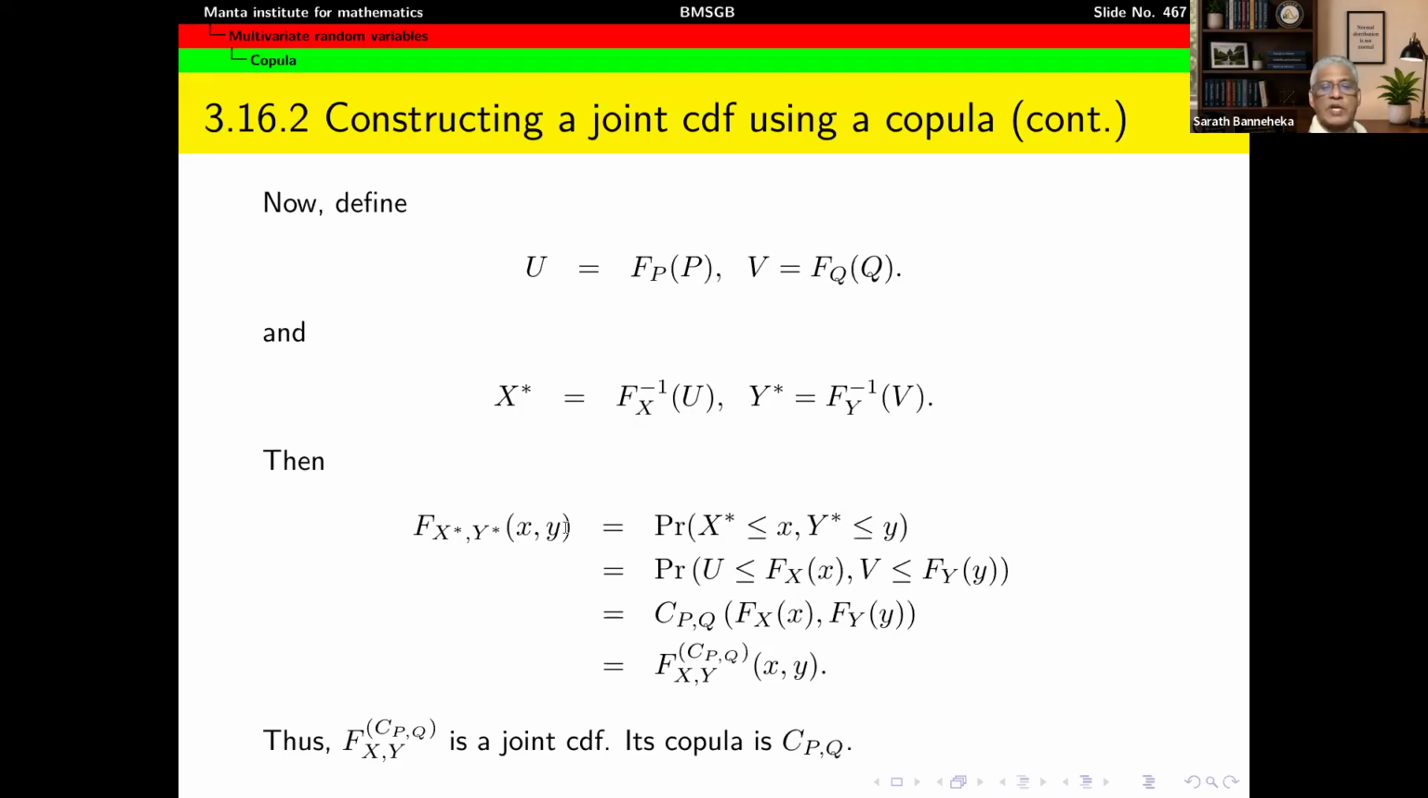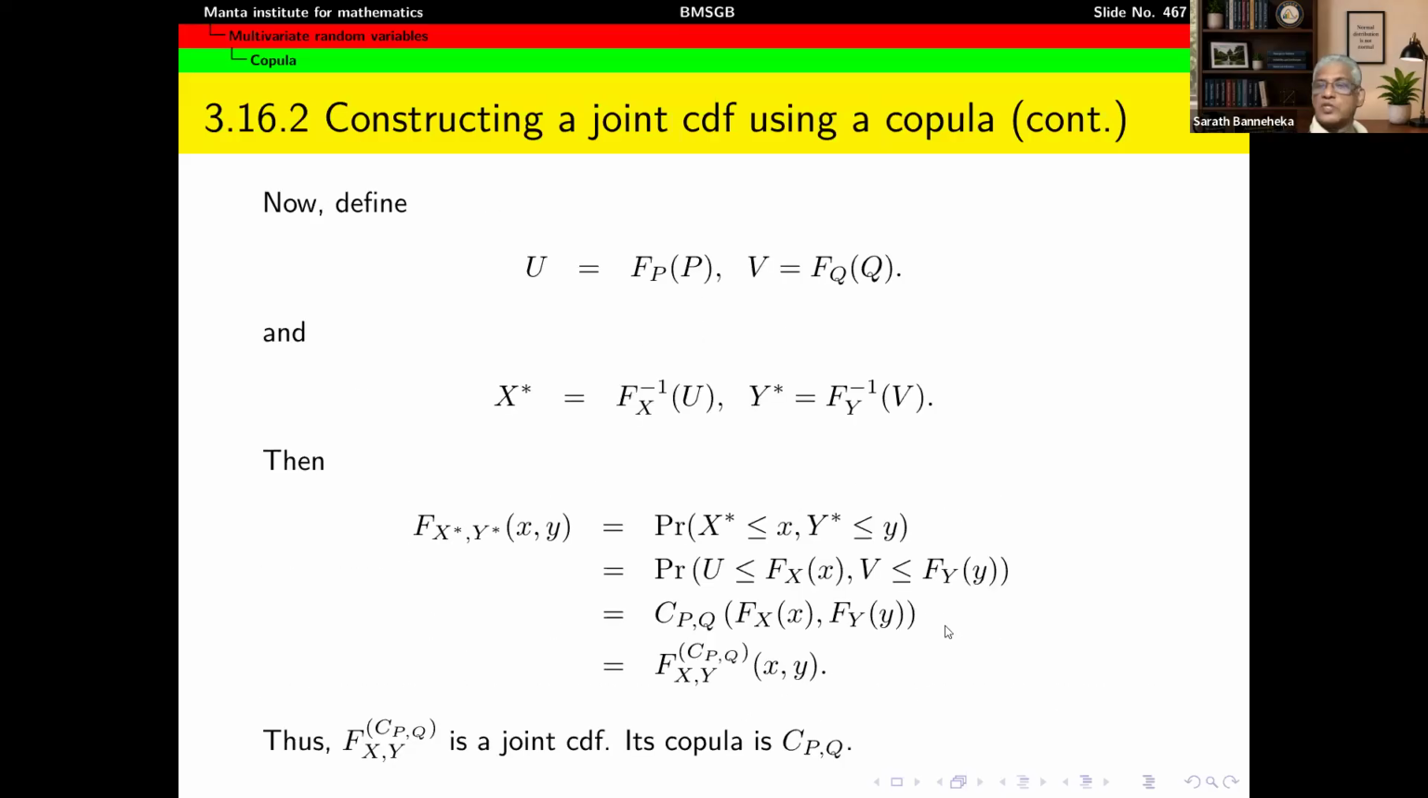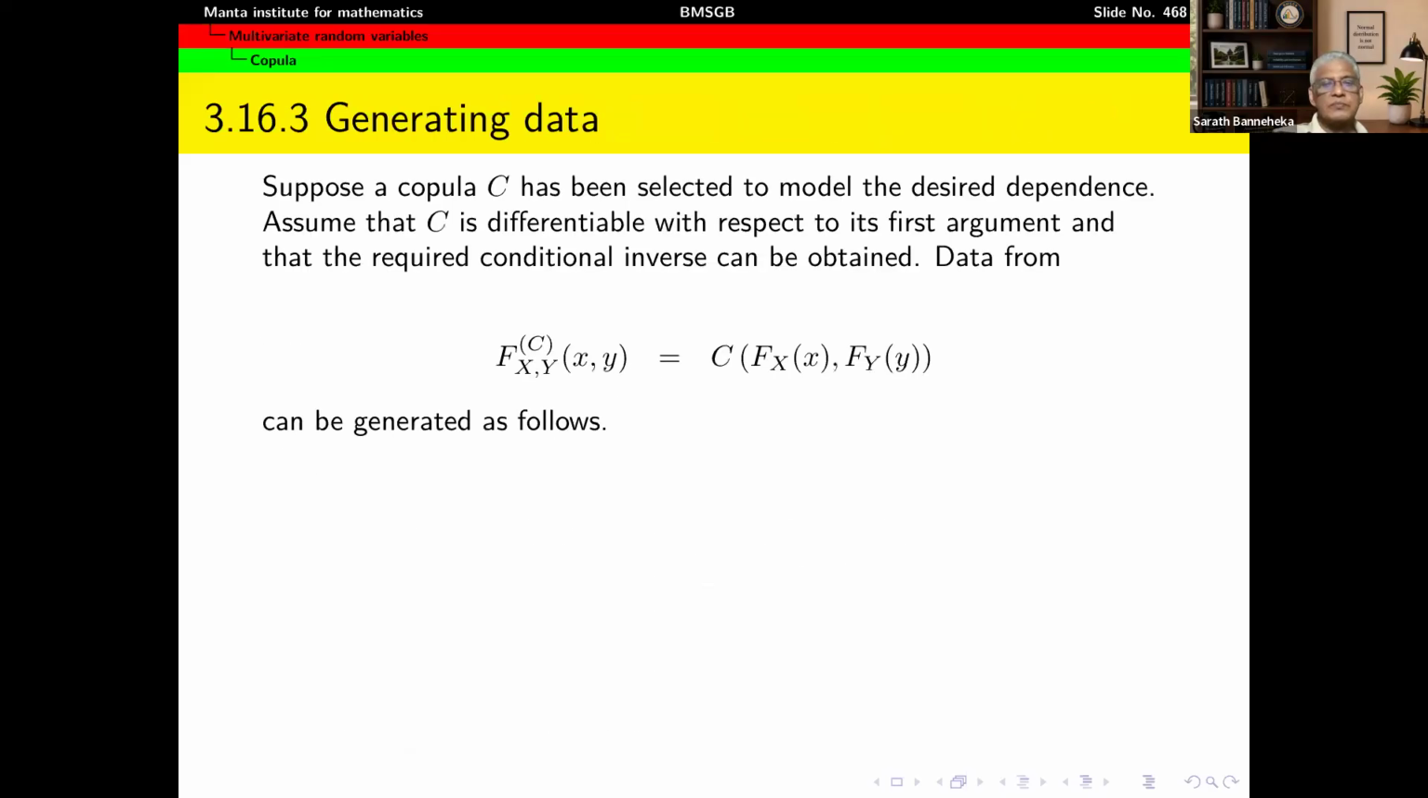So now, because when you put one argument to infinity, you get the marginal, that marginal is equal to fxx. The other marginal is fyy, right? So that shows the converse of this class theorem, right? According to this part here, we see that this expression here is actually a joint CDF. Its copula is CPQ, right? So these are joint CDF now. Its copula is CPQ. Right. So this is the theorem.